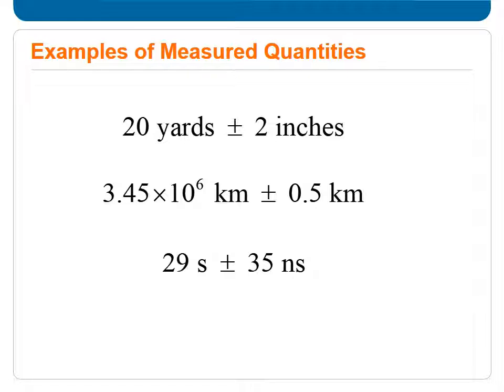Here are some examples of measured quantities: 20 yards plus or minus 2 inches, 3.45 million kilometers plus or minus half a kilometer, 29 seconds plus or minus 35 nanoseconds. In the lecture regarding Step 4 of the Learning Astronomy by Doing Astronomy, or LADA, Activity 1, the source of uncertainty or error in measurement was discussed.